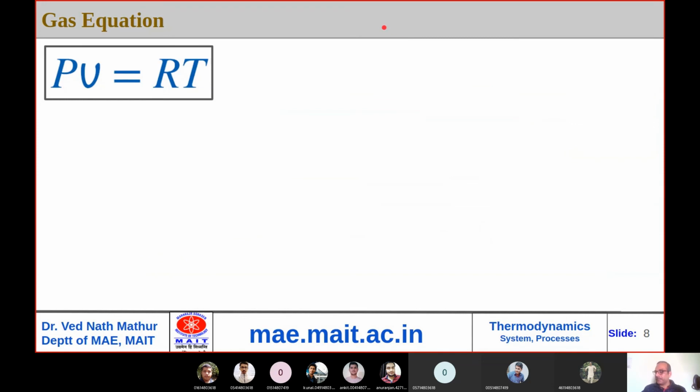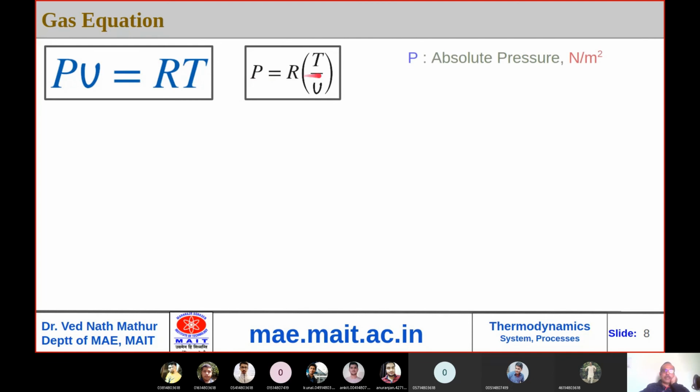We have Boyle's law, Charles' law, and a combination of those is the gas equation, PV is equal to RT. What is P? What is V? What is T? P is the absolute pressure in Newton per meter square. T is the absolute temperature in Kelvin, and V in this equation is the specific volume, meter cube per kg. So what is R?